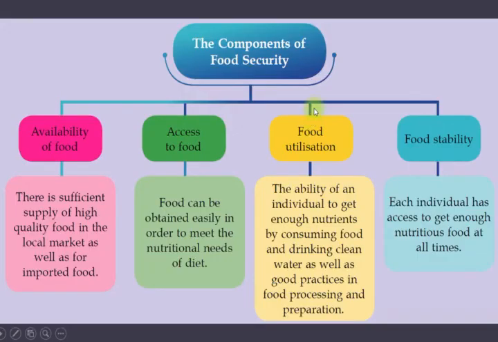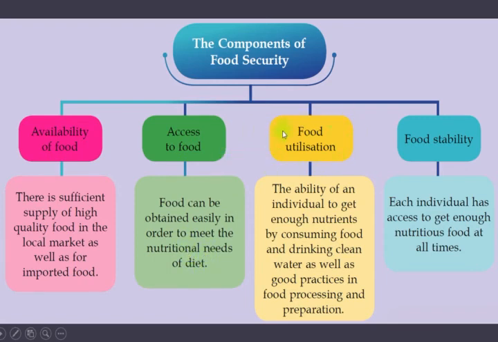Right, so the components of food security. There are 4 components. The first component of food security is availability of food. So there is a sufficient supply of high quality food in the local market, as well as imported food. Then the second component is access to food. Food can be obtained easily in order to meet the nutritional needs of diets.